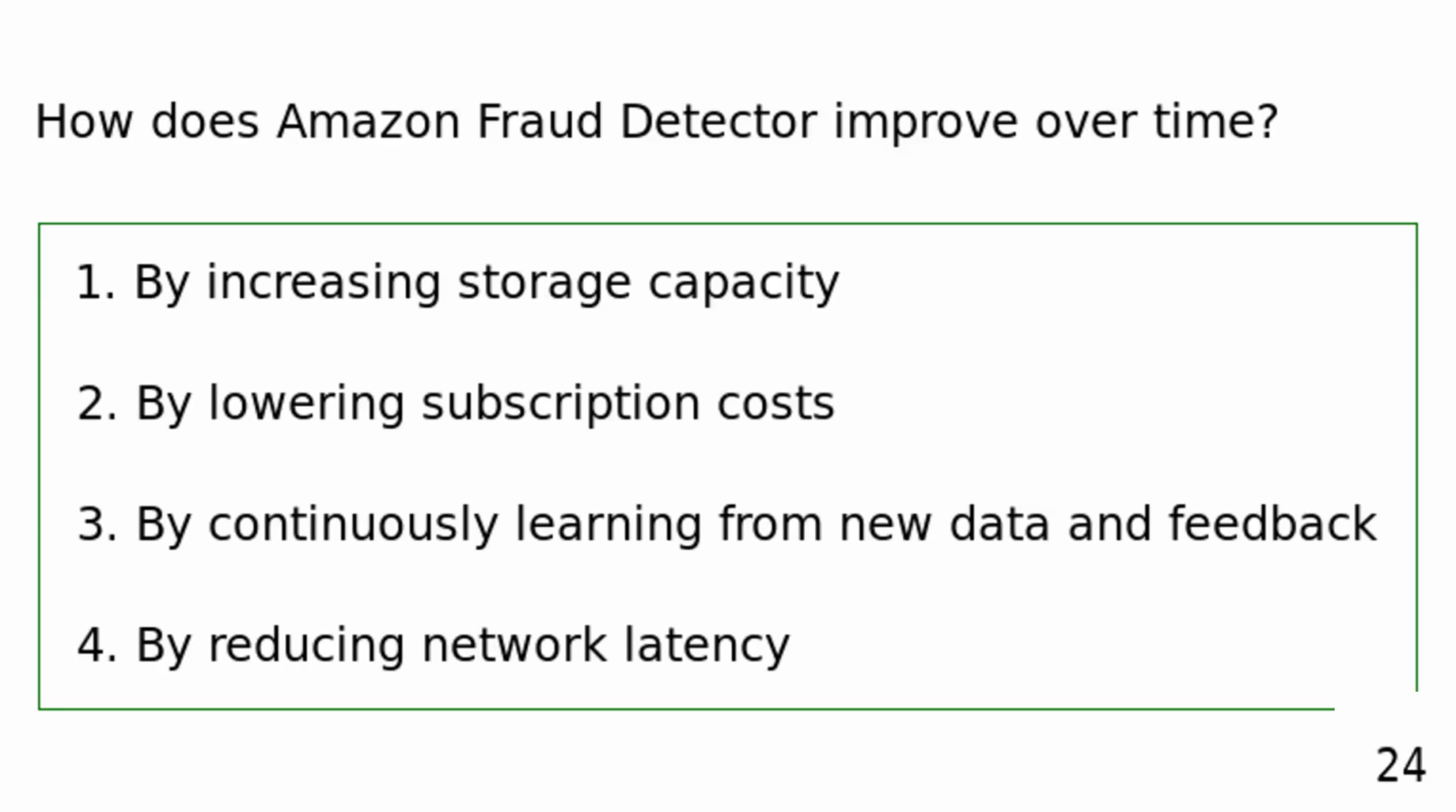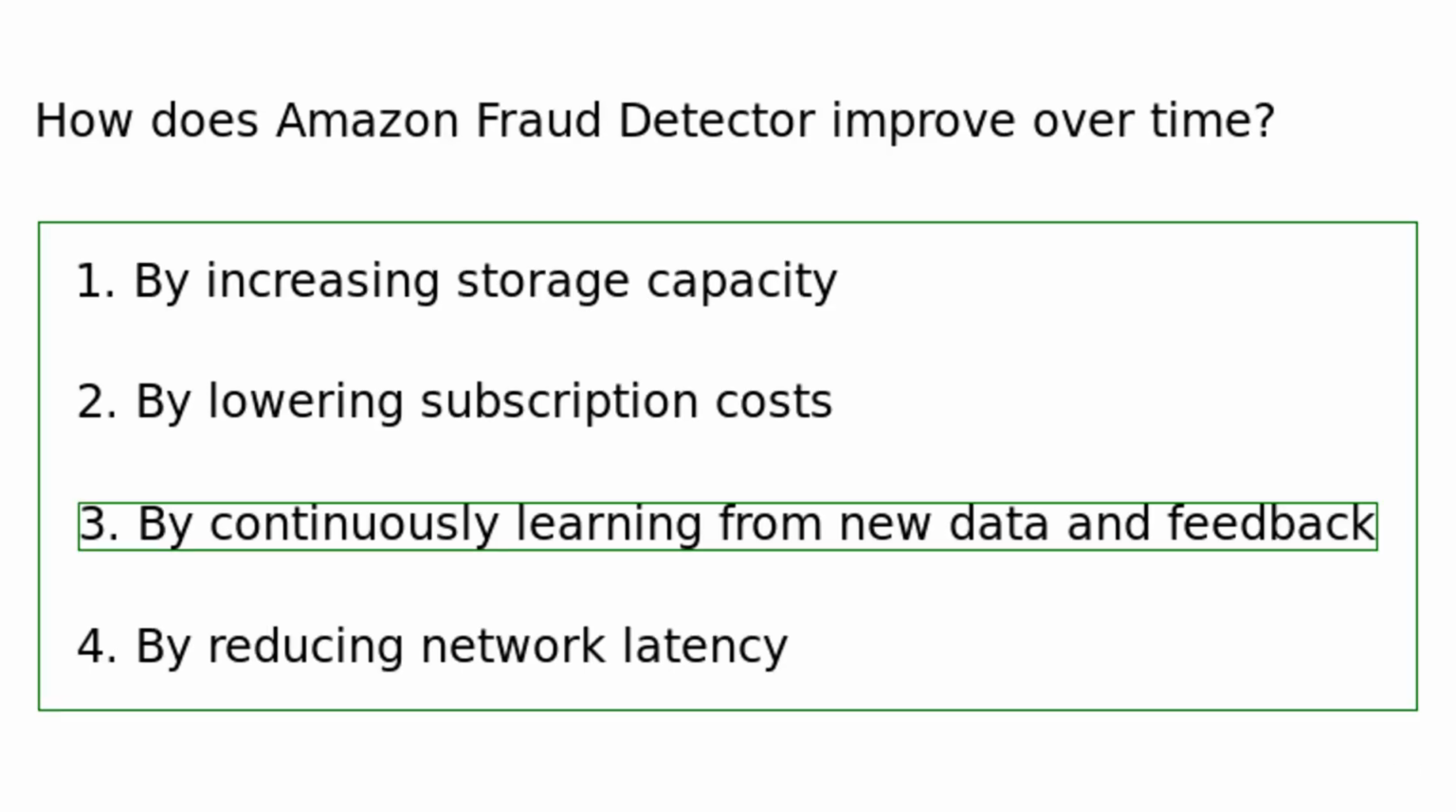How does Amazon Fraud Detector improve over time? By increasing storage capacity. By lowering subscription costs. By continuously learning from new data and feedback. By reducing network latency. Amazon Fraud Detector improves over time by continuously learning from new data and feedback, enhancing its ability to detect fraud.